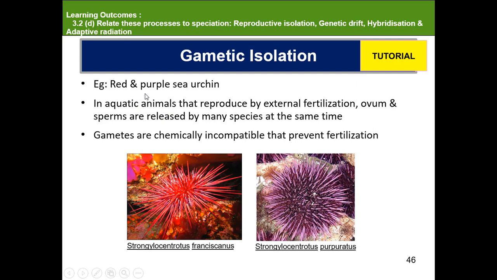Example, red and purple sea urchins, aquatic animals that reproduce by external fertilization. Ova and sperm are released by many species at the same time. So the gametes are chemically incompatible, which prevents fertilization.